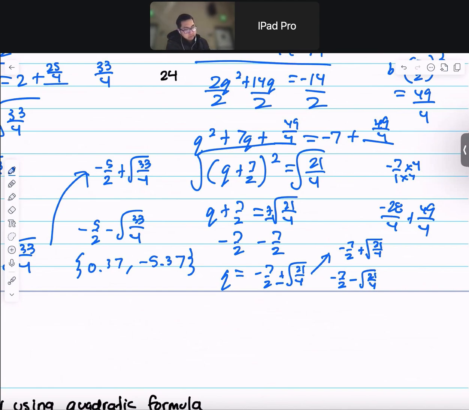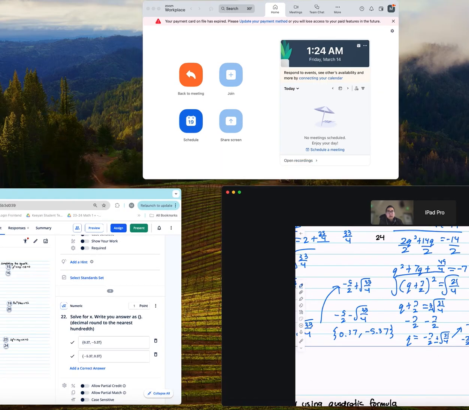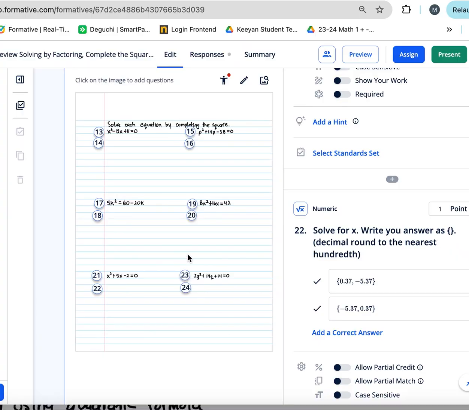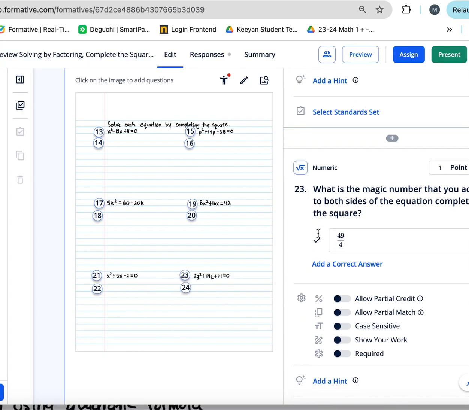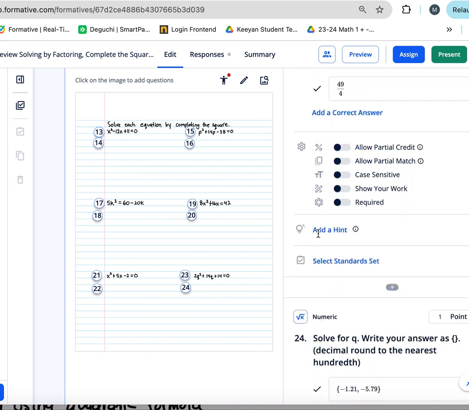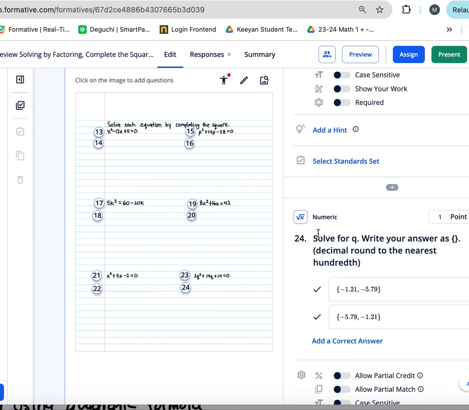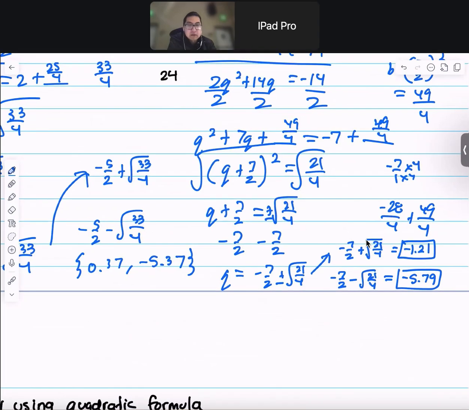So let's punch this in and see how this looks. For one answer, I got negative 1.21. And for the other answer, I got, drum roll please, negative 5.79. And because I'm exhausted right now, I am going to check to make sure that is correct. I've been making a lot of mistakes today. Okay, that looks good.